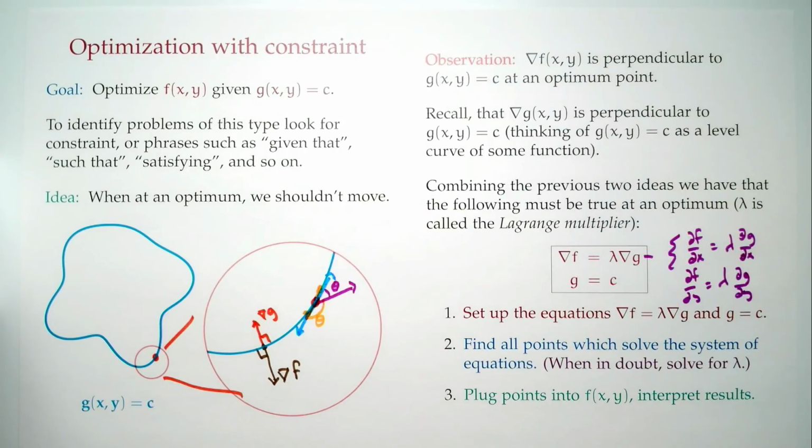The problem with that step is it makes it sound easy. This is the hard part. How do you find these points? Well, my advice to you is, when in doubt, solve for lambda. Now, what do I mean by that?